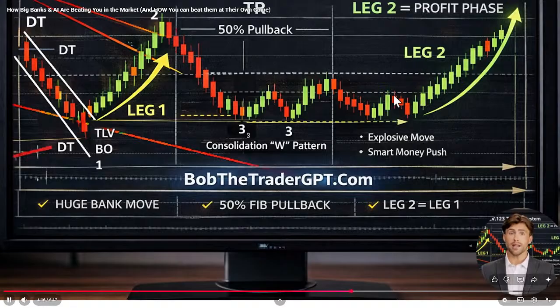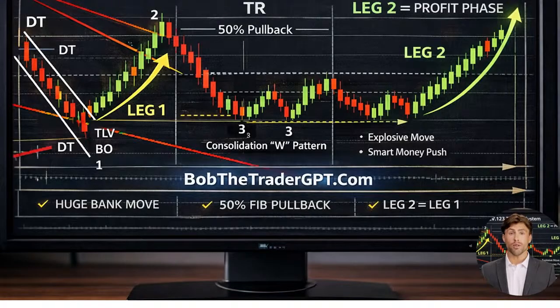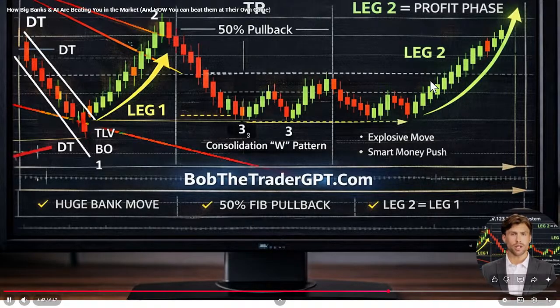The entry into leg 2 happens as price starts breaking upward out of the trade range and confirms that the pullback is over. This is the money phase. Why is this the money phase? Because by now, several things have already happened. First, the old downtrend has already been broken. Second, leg 1 has already proven that buyers are in control. Third, the trade range has already created the reload and rebalancing zone. Fourth, the market is now showing continuation. This is why leg 2 is so powerful.